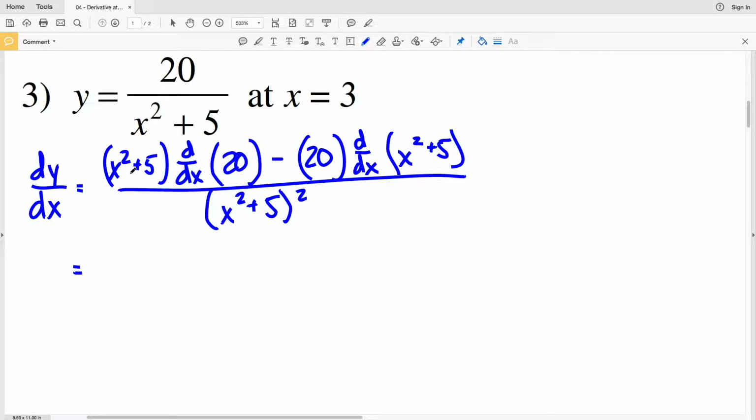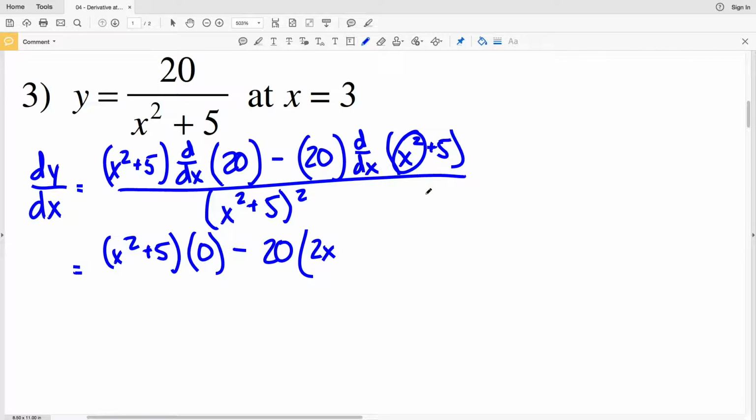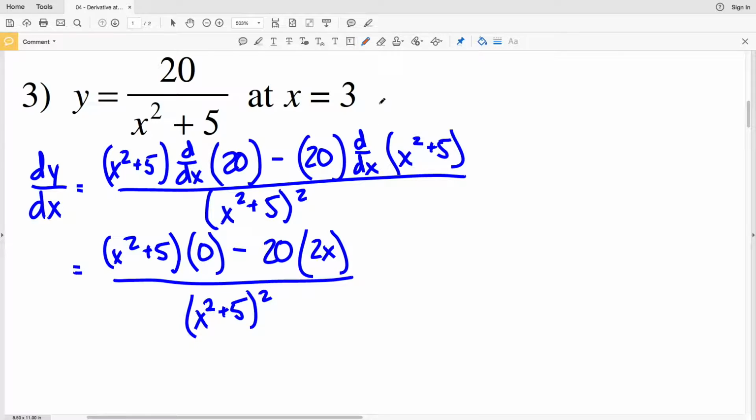Calculating this out, x squared plus 5 will be multiplied by the derivative of 20, and 20 is a constant, so that's getting multiplied by 0. Then we're subtracting 20 times the derivative of x squared plus 5, which is 2x, because the derivative of x squared is 2x and the derivative of 5 is 0, and 2x plus 0 is 2x. That's all over our denominator of x squared plus 5 squared. Now simplifying, you can see that x squared plus 5 times 0 is 0.